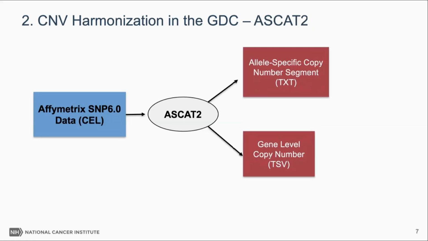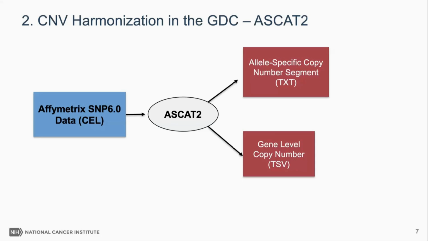Next slide. Then we moved to a new algorithm called ASCAT2. Unlike DNAcopy, ASCAT2 uses the raw SNP6 CEL file as input. It also generates slightly different output. The segment it generates is the integer value, which we call absolute copy number segment, instead of the log2 segment means.